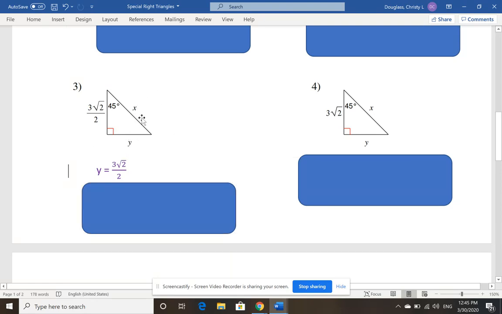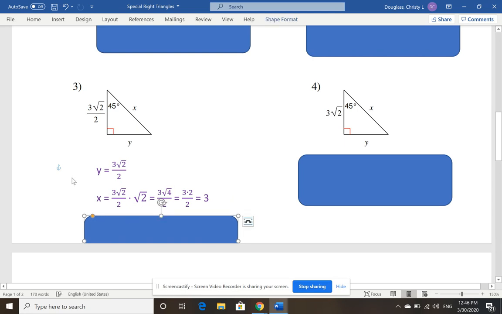Well, X is the hypotenuse, and you might recall from the notes earlier, the hypotenuse is bigger, so I'm going to multiply by the square root of 2. So I'm going to take this 3 square roots of 2 over 2, and I'm going to multiply by the square root of 2. All right, and here's the math involved. Okay, so I've got 3 square roots of 2 divided by 2, and then I'm multiplying by a square root of 2.